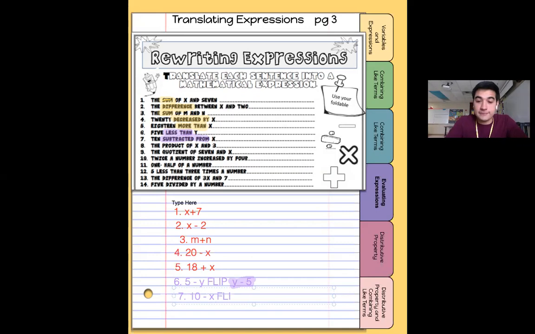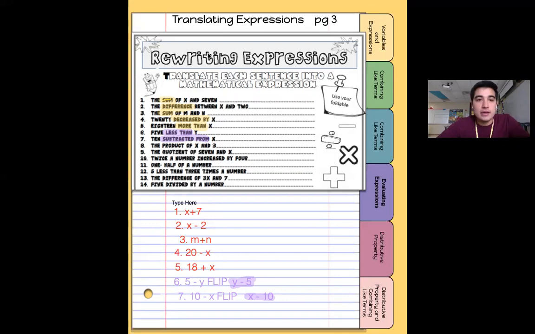But we have to flip. So when we flip, we get x minus 10, just like that. That is the proper answer. Let me highlight that. There we go. It's a little tricky, but hopefully y'all can remember that trick.